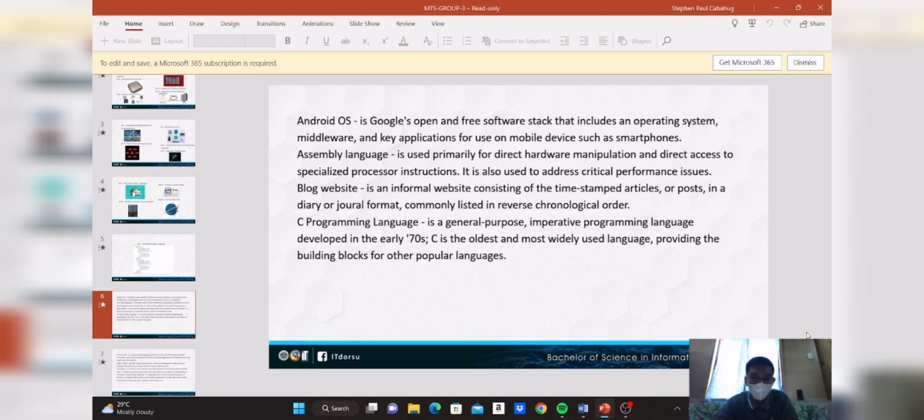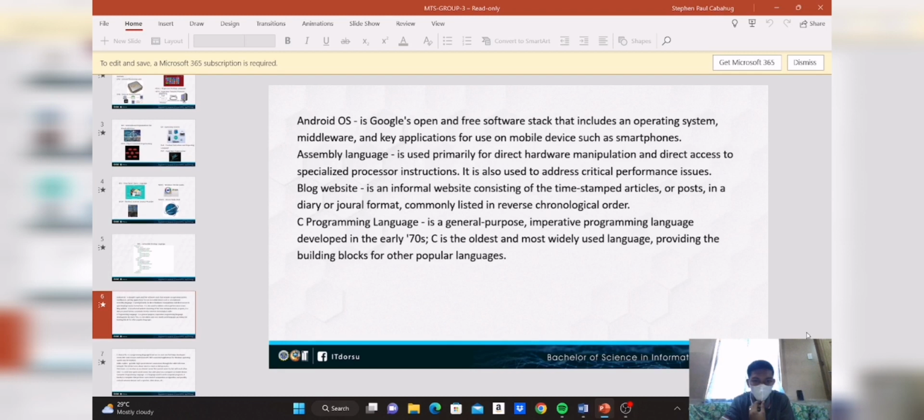Android OS is Google's open and free software stack that includes an operating system, middleware, and key applications for use on mobile devices such as smartphones. So, Android OS is an operating system. You can see it in the settings of our cellphones, except for iPhones. The Android operating system is what runs on our smartphones.